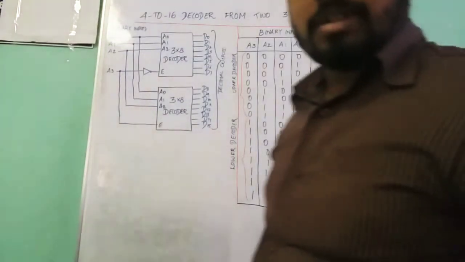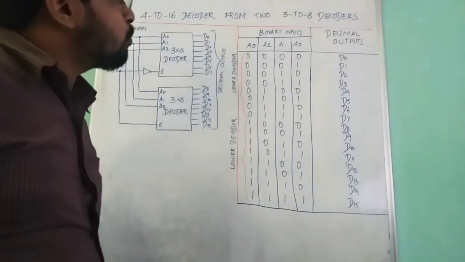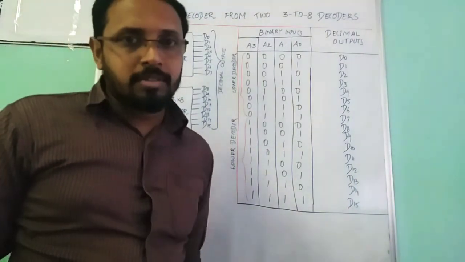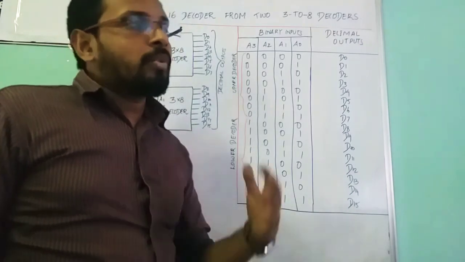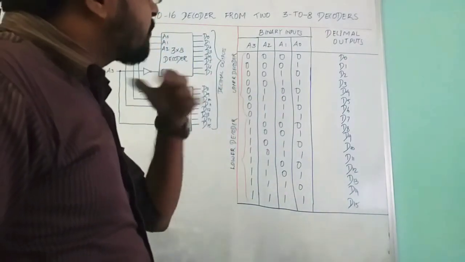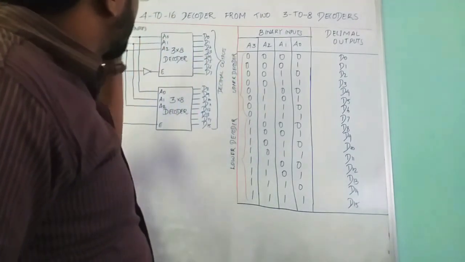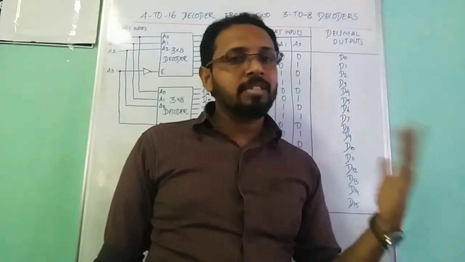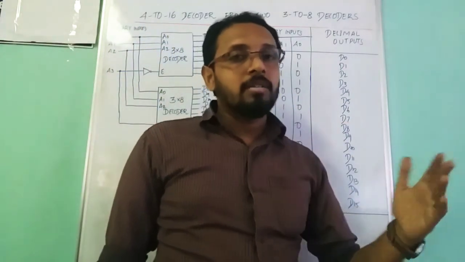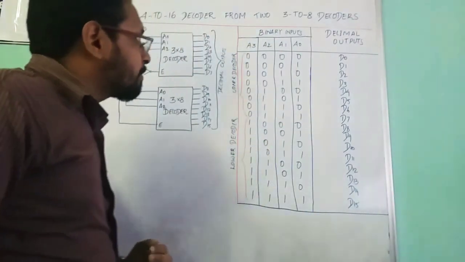Our next topic, 4 to 16 decoder from 2, 3 to 8 decoders. Okay, when we get such a question, the first thing that should come to our mind is, we are going to design a 4 to 16 decoder, right? Previously also we have seen such topics and such designs. Please go through them when you get time. Okay.